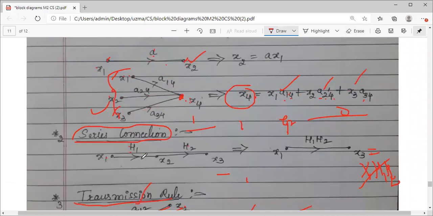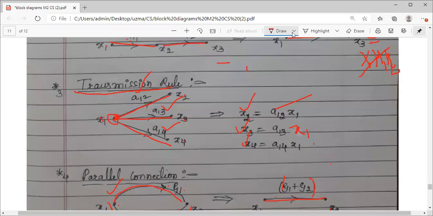Then series connection, similar to block diagram. If you have a series of these gain values, the branches are connected like this. Overall, you can replace it with a single branch with the product. Transmission rule: if you have a node X1, which is the input node, from this outgoing signals are there. So X2, X3, X4, you can write in terms of X1 as gain times X1. Gain value is different for each branch.